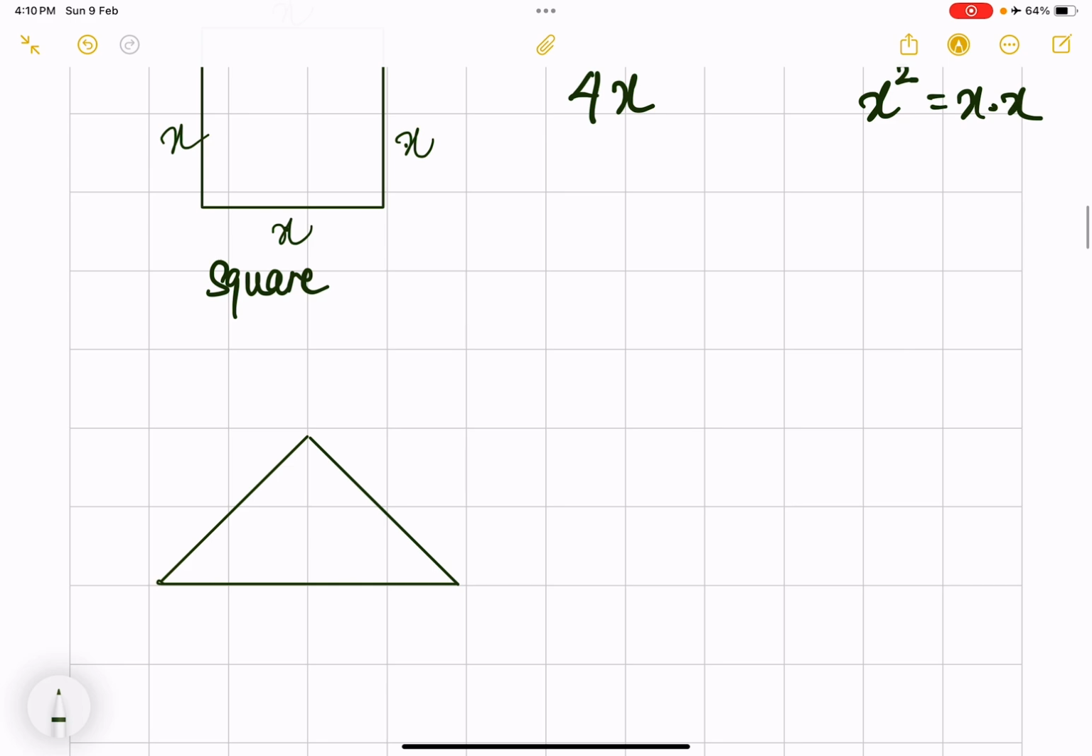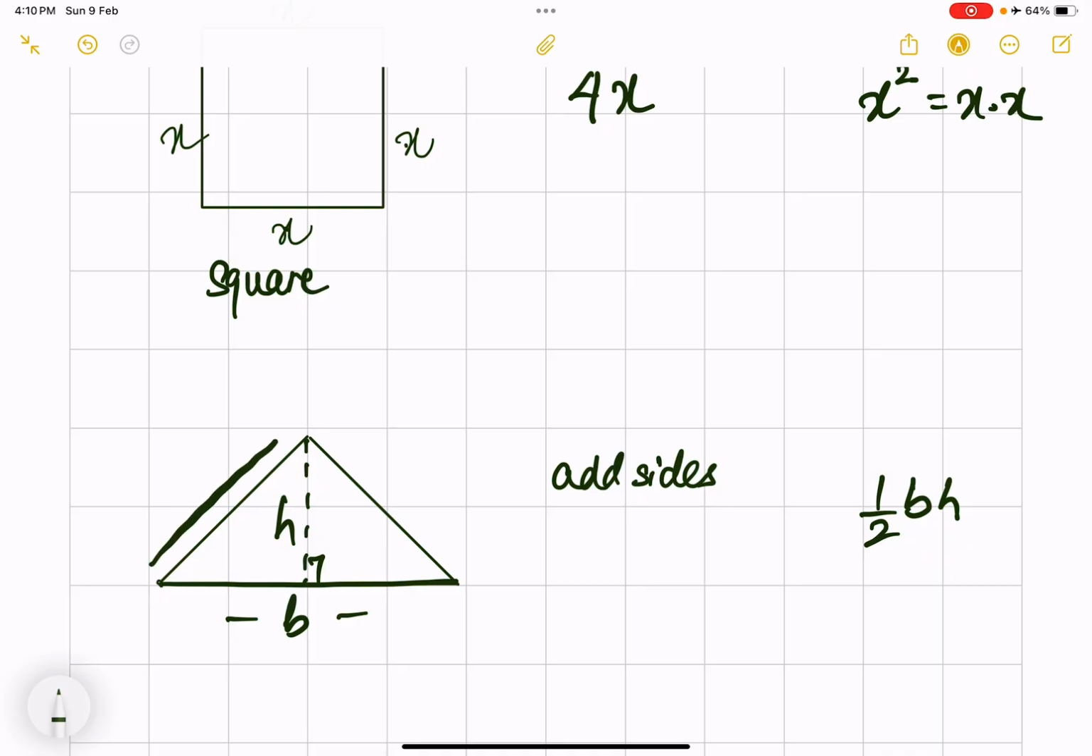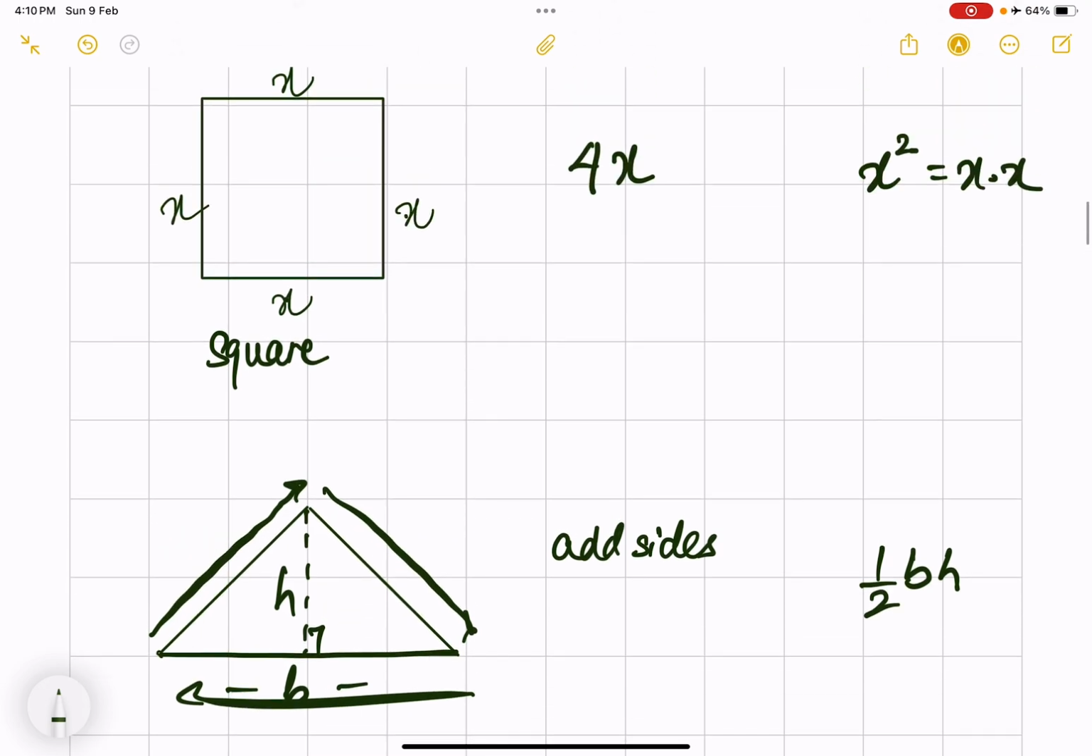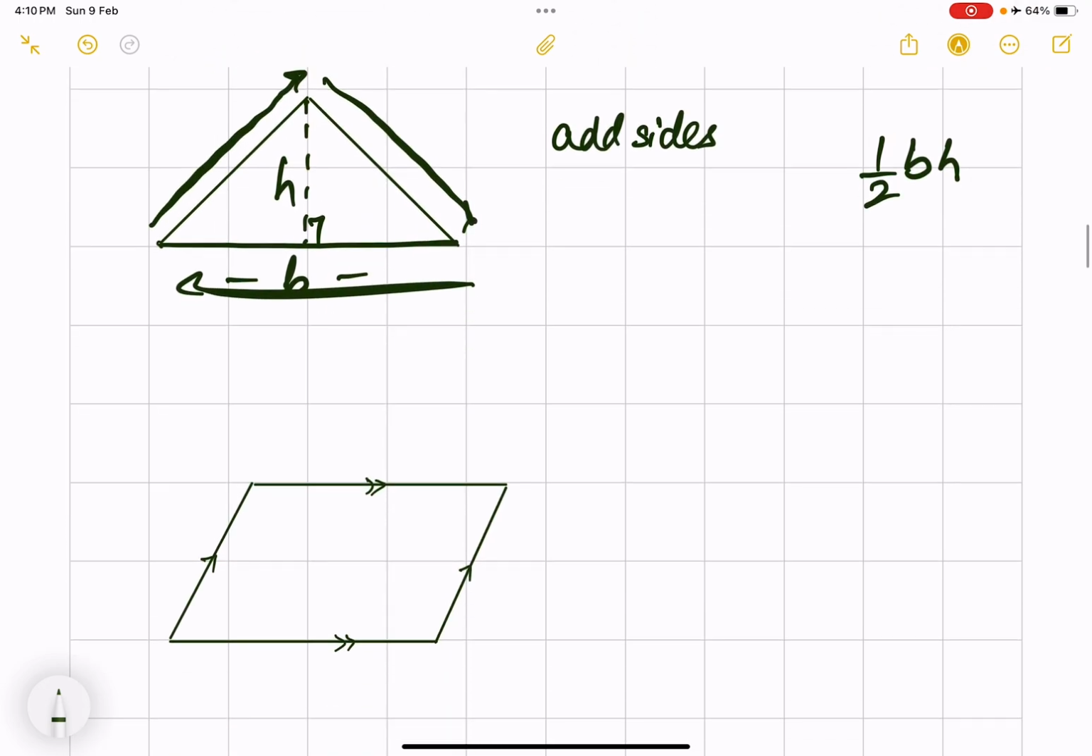Triangle. Let's say the base of the triangle is measured by any length and called b. And let's say that we have also found out the height of the triangle, that is h. So the area would be found by half times the product of base and height, half bh. And for the perimeter, you just add up all the sides, like this side plus this side plus this side. There is no major formula at all for the perimeter of a triangle.